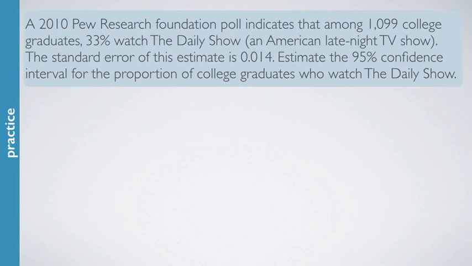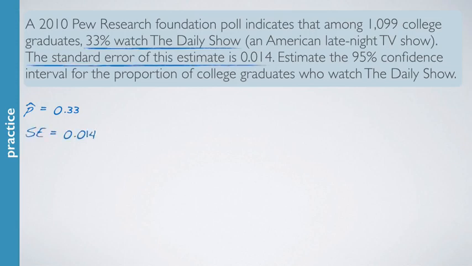Let's start by parsing through some of the information we're given. The 33% who watch The Daily Show among these observed college graduates is going to be our p-hat, 0.33. P-hat stands for sample proportion, just like x-bar stands for sample mean. And we're also told that the standard error of this estimate is 0.014, so let's take a note of that as well. By now we know the generic formula for a confidence interval for any estimator. It's always a point estimate plus or minus a margin of error.